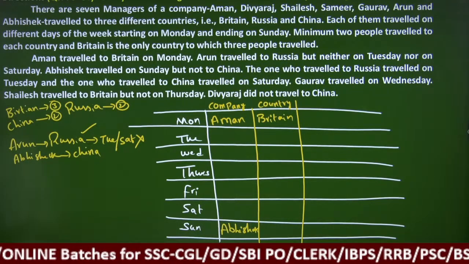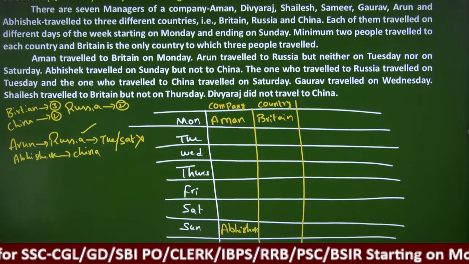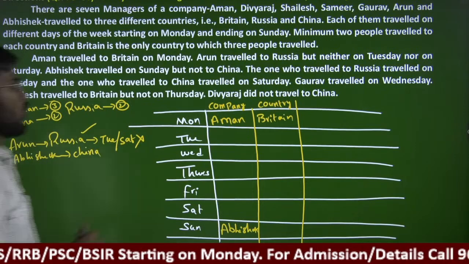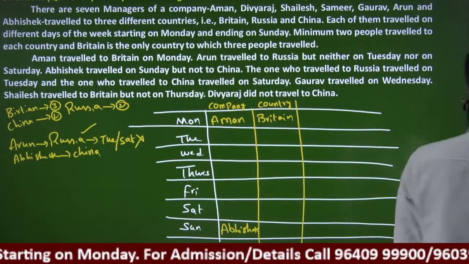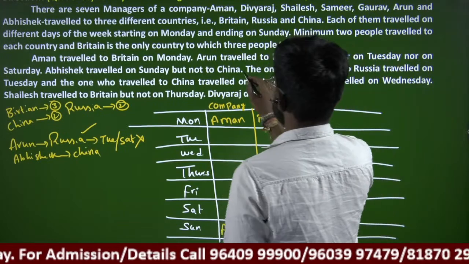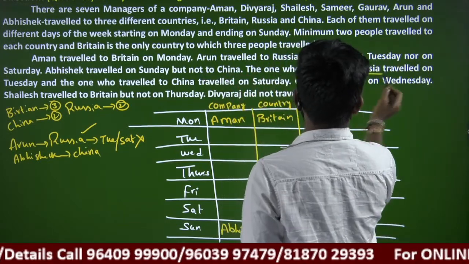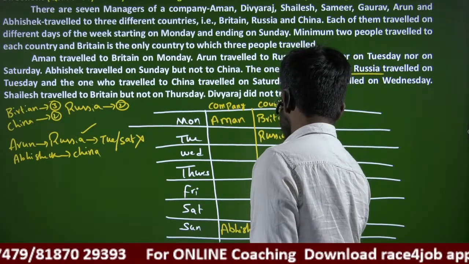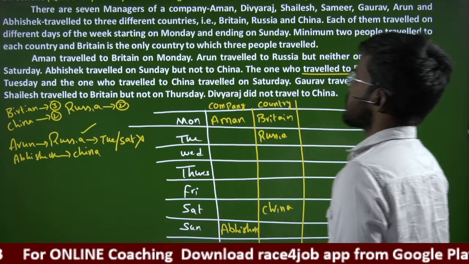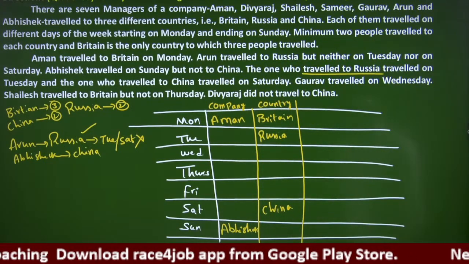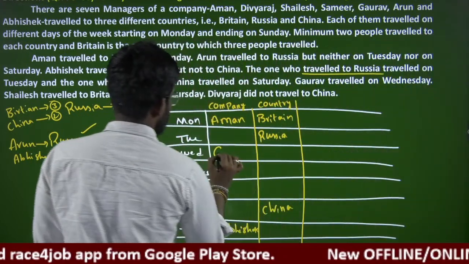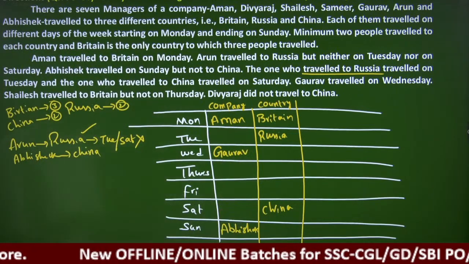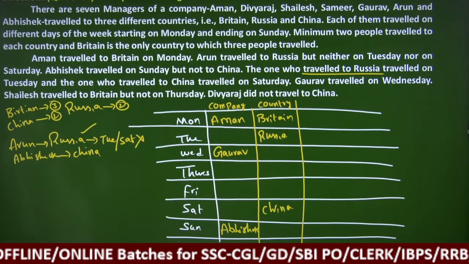Okay. Next, the one who traveled on Tuesday, and the one who traveled to China on Saturday. That is, whoever travels on Tuesday goes here to Russia. Tuesday Russia, Saturday China. They are fixing this. Next, Gaurav traveled on Wednesday. Shailesh traveled to Britain, but not on Thursday.